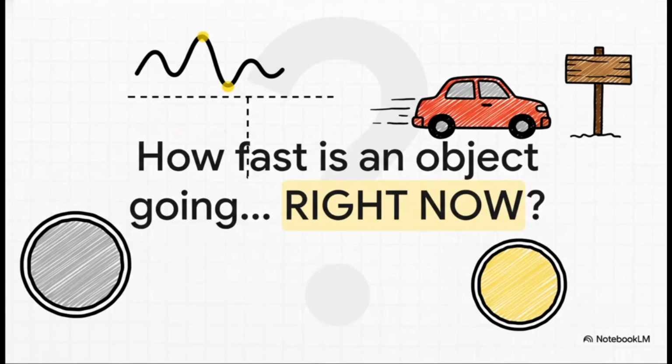Okay, so this is the question that really matters. I mean, it's one thing to say a car traveled 100 kilometers in an hour. Easy. But what was its speed the exact moment it zipped past that signpost? See the difference? That's the gap between a blurry average and a crystal clear, instantaneous reading. And today, you're going to learn how to nail that reading every single time.